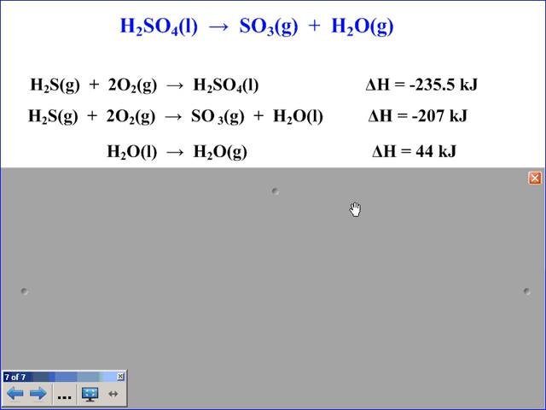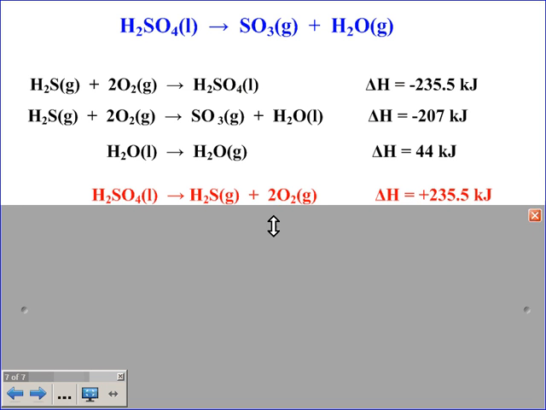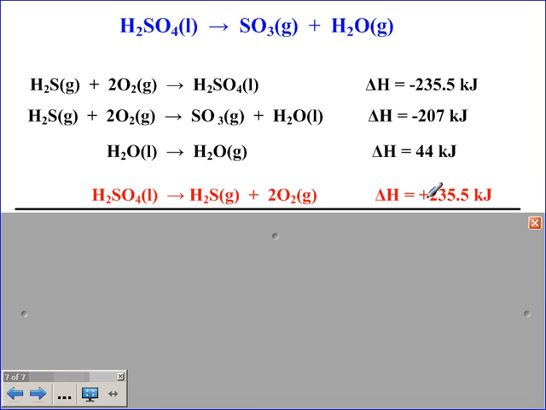So first thing we need to do is go through and check, are things lined up correctly for the sides of the arrow? And right away we see in equation number 1, it is not lined up. It has the sulfuric acid on the wrong side. So we're going to have to flip this equation. And when we flip it, we also have to change the sign of its enthalpy. So we flip it to get the sulfuric acid on the left side of the arrow.